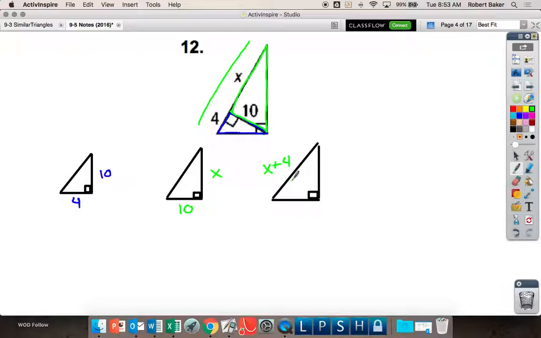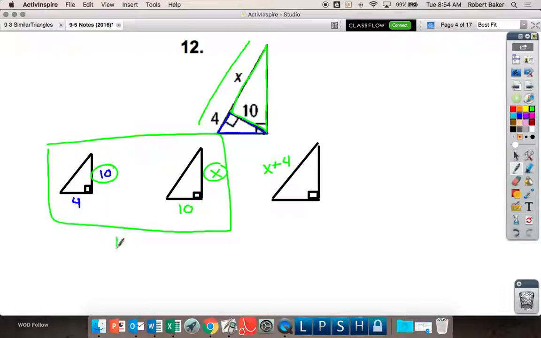So if I use these 2 triangles, do I have a proportion I can set up and solve for x? 10 and its corresponding length, 10 over x, should be equal to 4 and its corresponding length, 4 over 10. You notice how the 10s are diagonal from each other and they match? So you should get 100 equals 4x, and x equals 25.